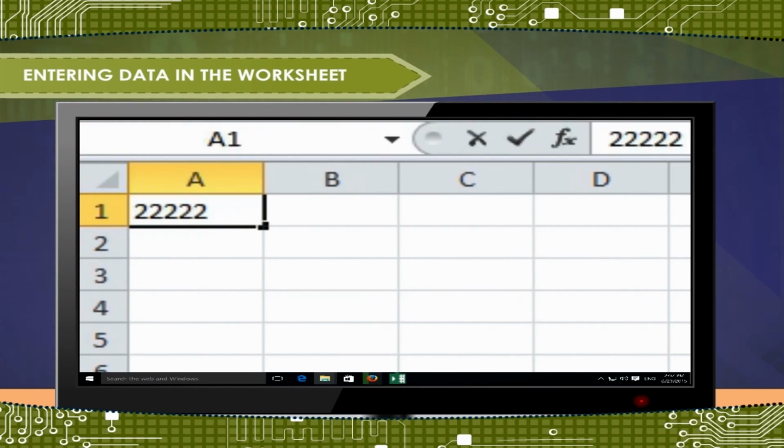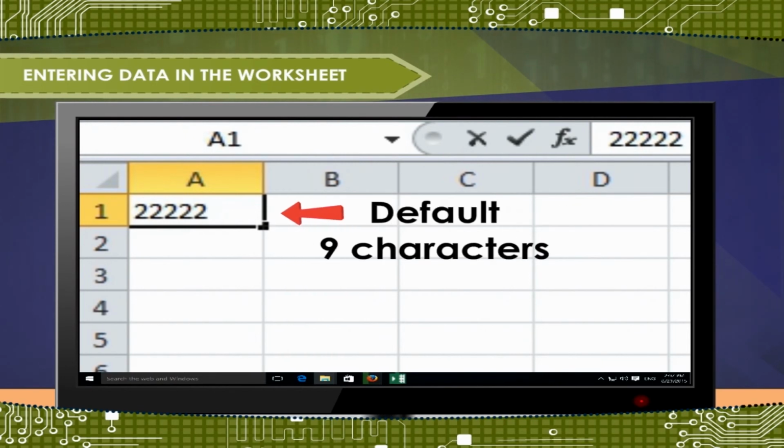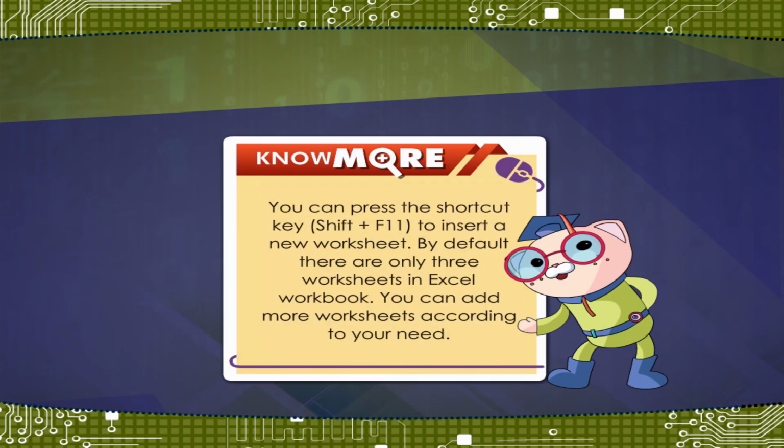A cell can contain up to 255 characters. By default, a cell displays 9 characters, no more. You can press the shortcut key Shift plus F11 to insert a new worksheet. By default, there are only 3 worksheets in an Excel workbook. You can add more worksheets according to your need.